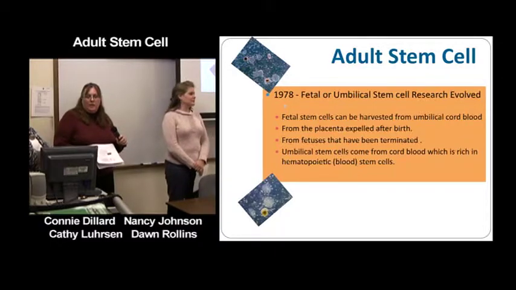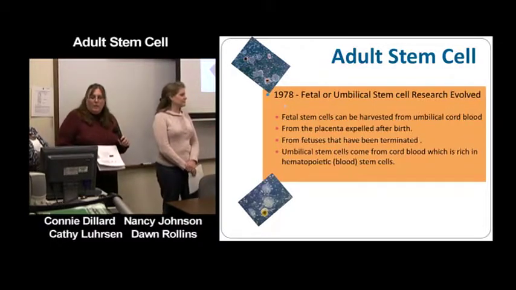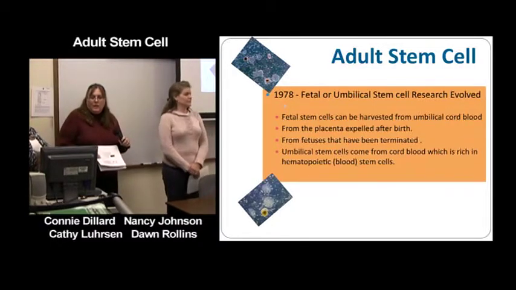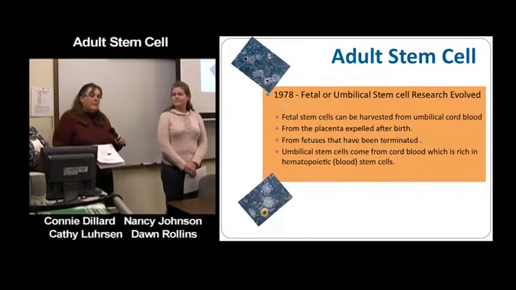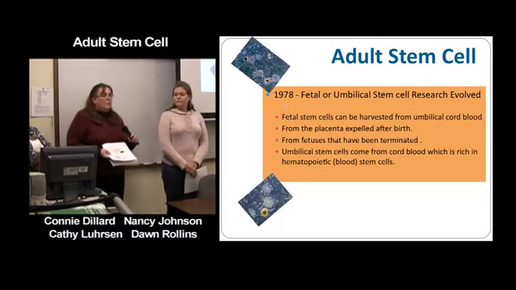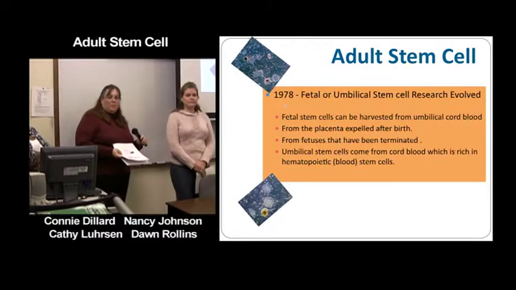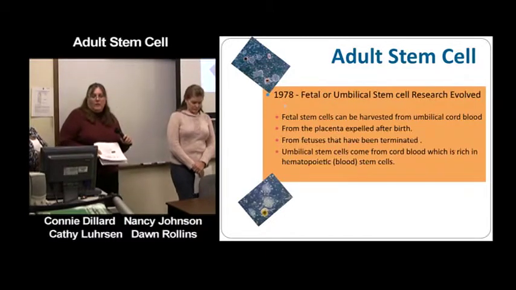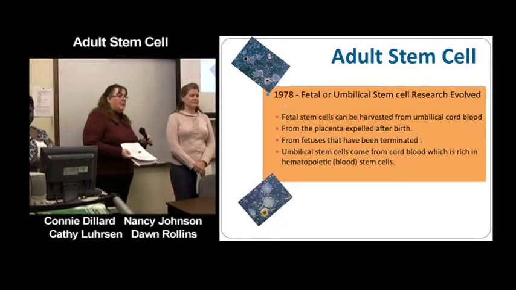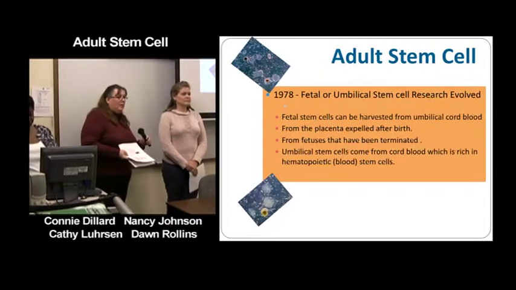In 1978 was the time that fetal or umbilical stem cell research evolved. And this is the kind of stem cell that you can get from umbilical cord blood or from the placenta that's expelled after birth. And these are also from fetuses that have been terminated. And what it allows you to do is to be non-intrusive. It is a type of stem cell research that doesn't require anyone to be harmed.